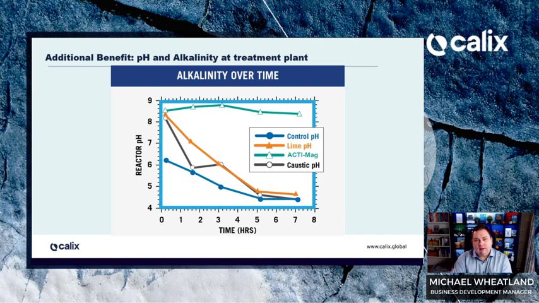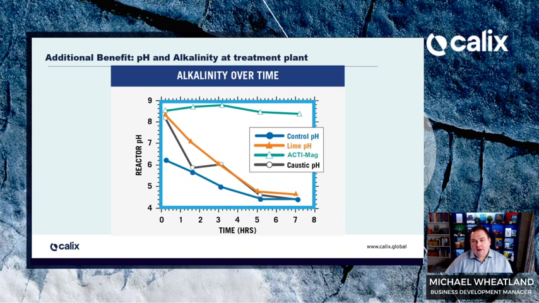So within wastewater treatment plants, there's an additional benefit in terms of pH and alkalinity management at the treatment plant. As you can see along this graph here, with a fixed addition of chemical in order to hit a pH of around 8.5, through the water treatment process, the pH drops away. That's because when the organics within the wastewater are consumed, it generates volatile fatty acids, which are acidic. So that consumes the alkali.